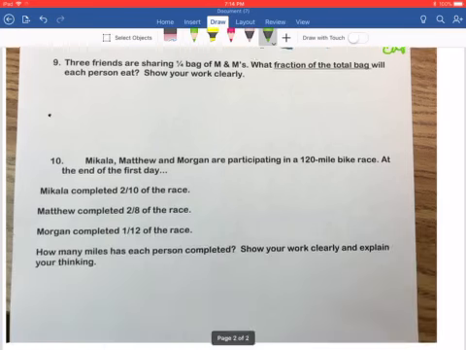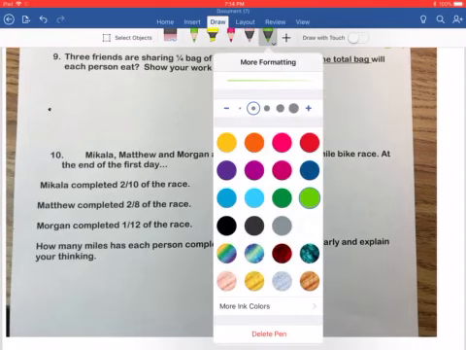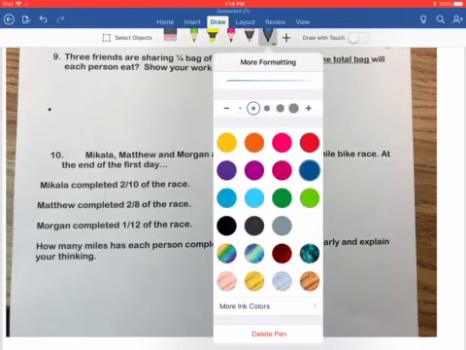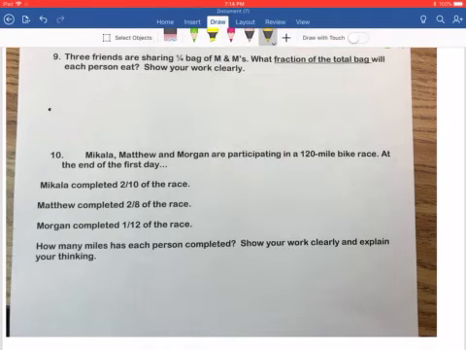All right. Moving on, almost done. 3 friends are sharing a quarter bag of M&Ms. We're going to make these peanut M&Ms. What fraction of the total bag will each person eat? All right, here's our peanut M&Ms. Dang, there's only a quarter bag? Yikes.